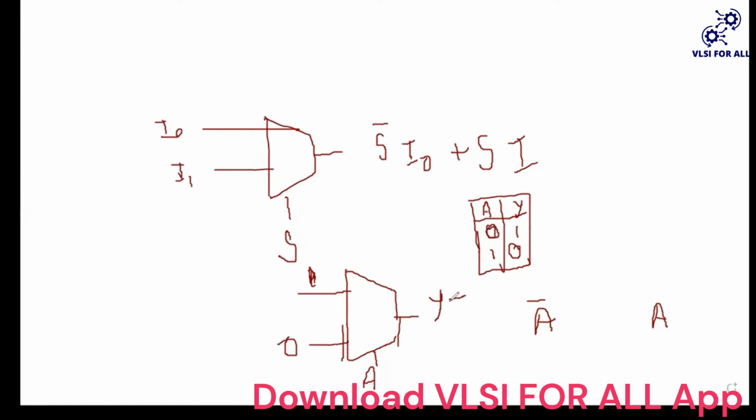Y is equal to S bar I0 plus S I1. It means A bar into 1 plus A into 0 is equal to, I0 value is 1 and I1 value is 0. So it will be A bar. Any doubt?